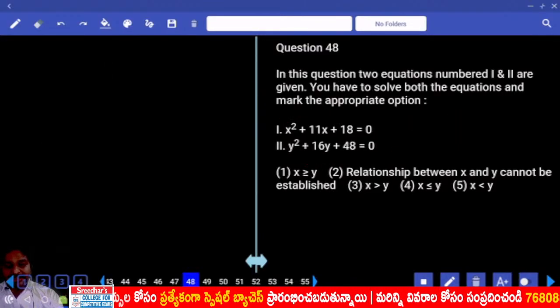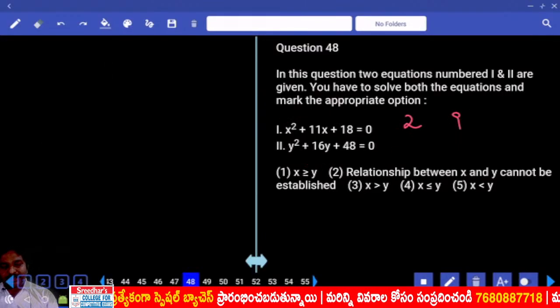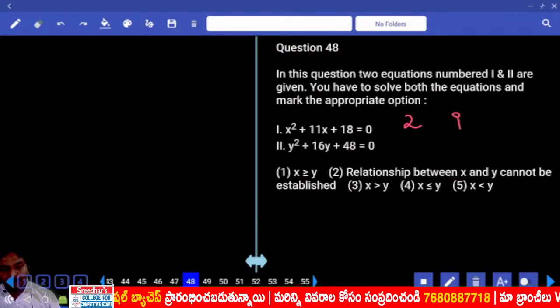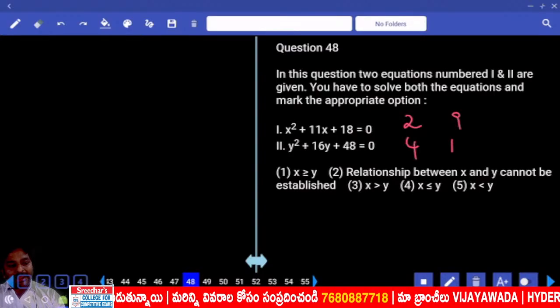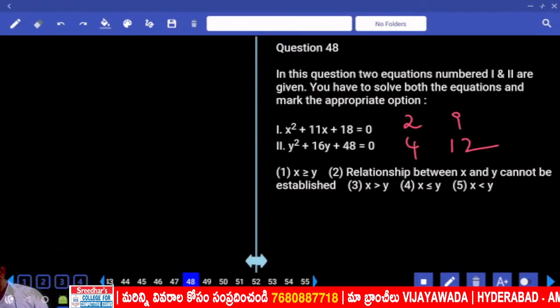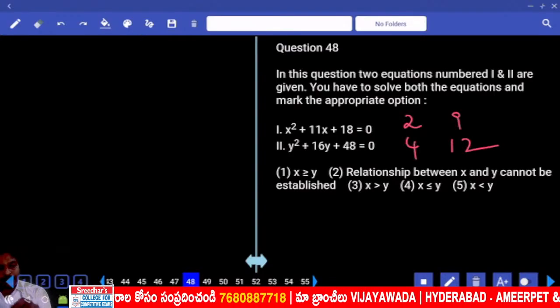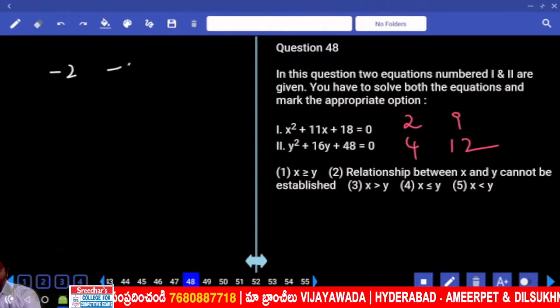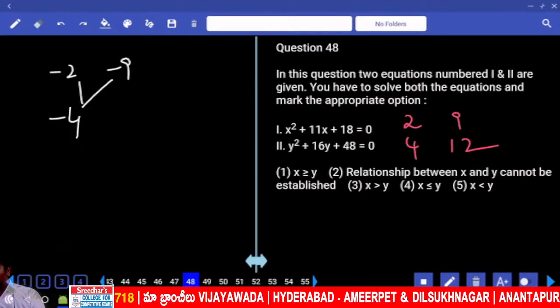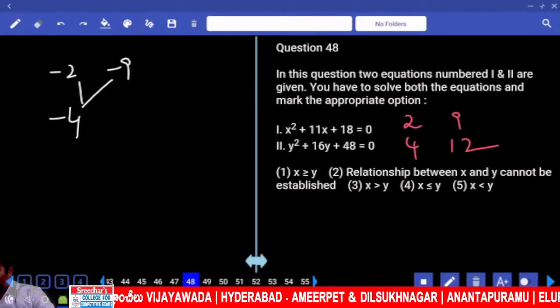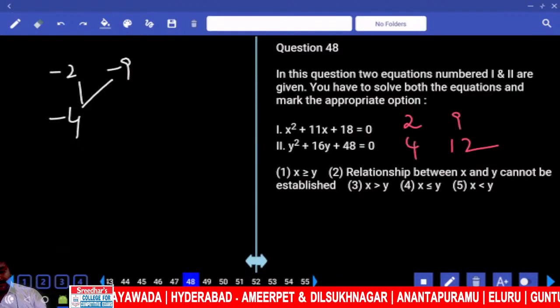Product must be 18, plus 2 plus 9 combination. Product must be 48, 4 and 12. Minus 2, minus 9, minus 4. Lies in between, no relation.